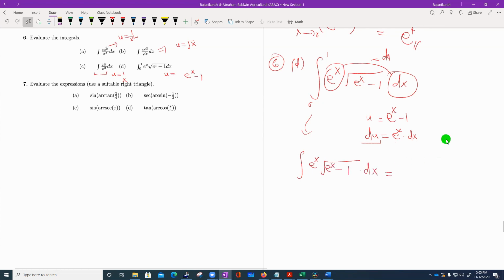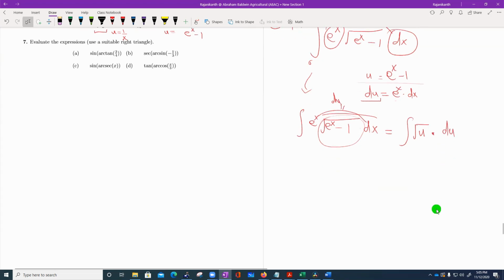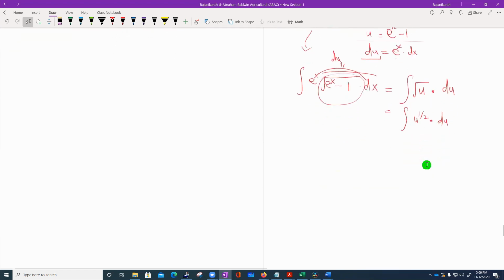So this is equal to square root u, because my u was e to the x minus 1, times e to the x dx, which was my du. So the problem is very simple now, it's the integral of square root u du. Now we know how to find the antiderivative of square root u. This is nothing but u to the power half. Use the power rule for the integration problem.